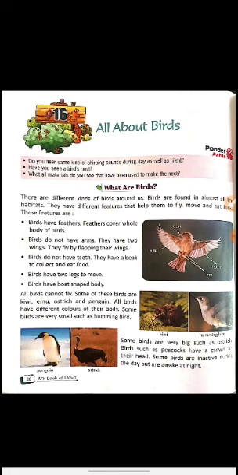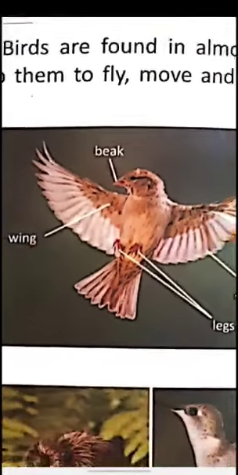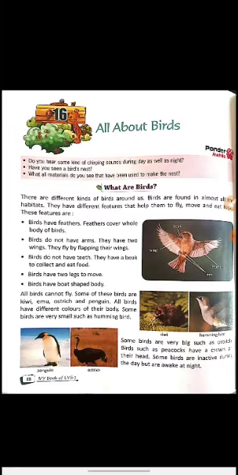The first feature is that birds have feathers. Feathers cover the whole body of the bird. In this figure you can see that the whole body of the bird is covered with feathers. Feathers are lightweight, which helps birds to fly high. Birds do not have arms. They have two wings. They fly by flapping their wings. Instead of arms, birds have wings which help them to fly.